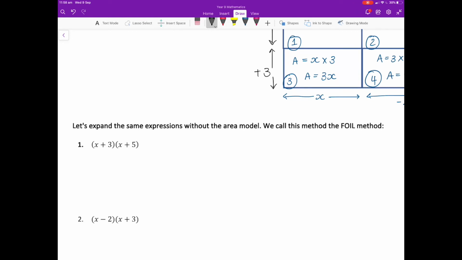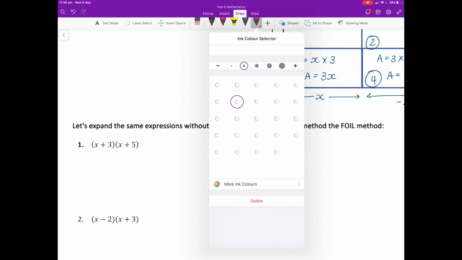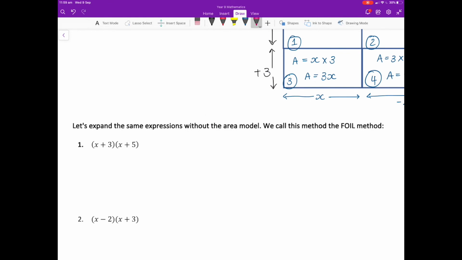expression. So the first thing I'm going to do is multiply my x value here with that x. So I'm going to get x times x, then multiplying that x with the positive 5. So I'm going to have 5 times x. Then moving on to the positive 3, I'm going to multiply 3 times x. So positive 3 times x, and then 3 times 5.